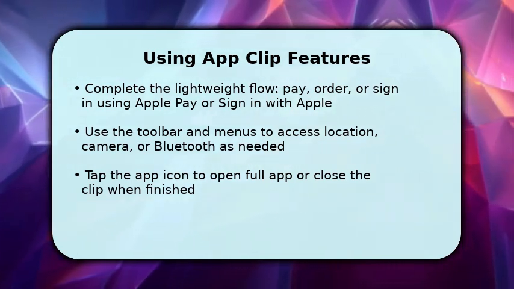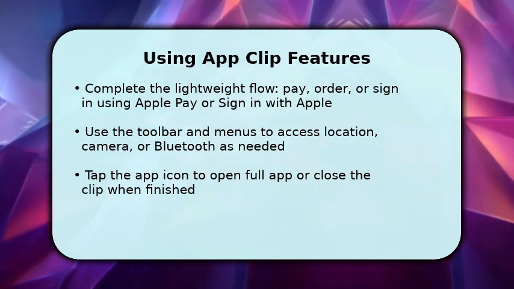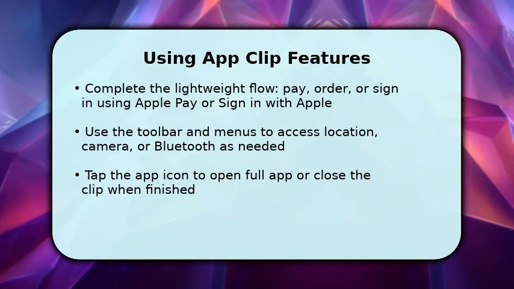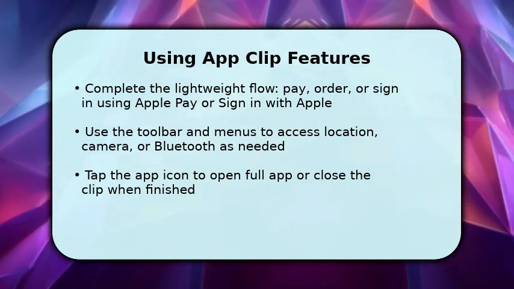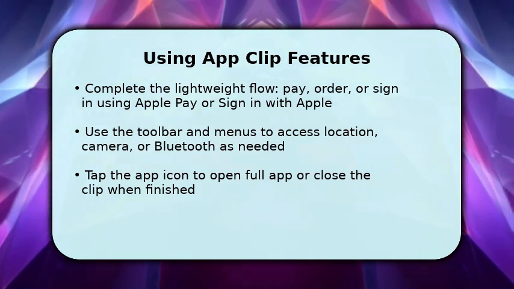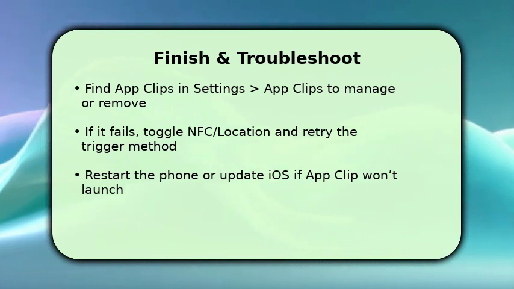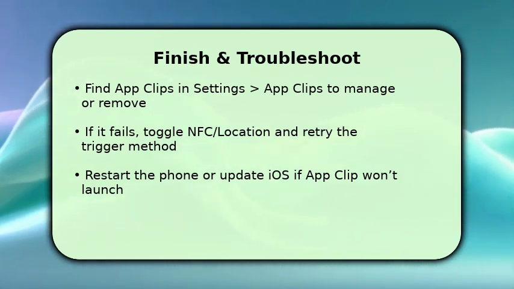If the clip requests permissions like location or camera, allow them briefly so the feature works. You can revoke later. When done, either tap the option to open the full app if offered, or swipe up to dismiss the clip. To finish, use the app clip's completion buttons: confirm payment, save a pass, or open the full app if you want more features.